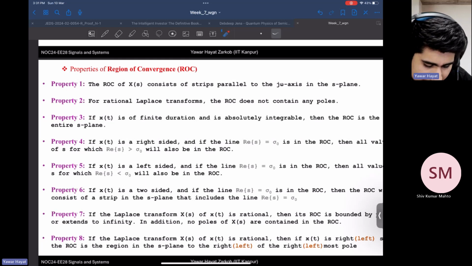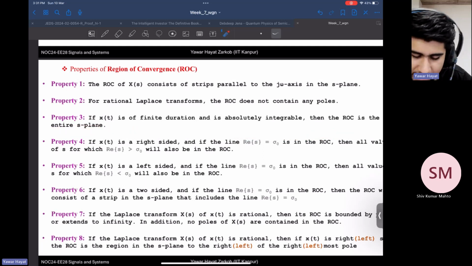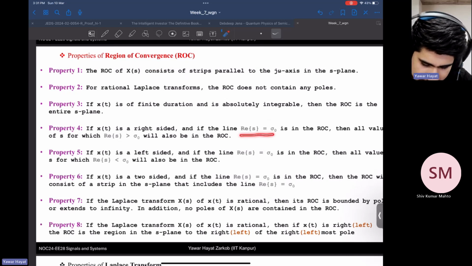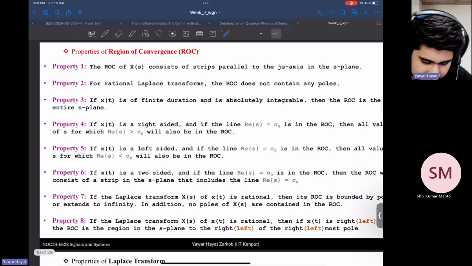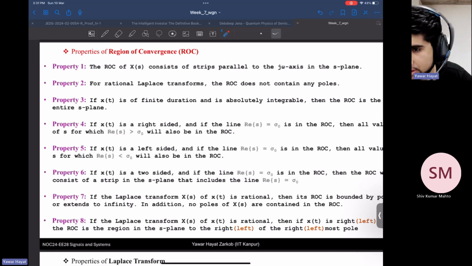It might help you with some questions. For example, if I had any x of t, what does this property state? If it was of finite duration and absolutely integrable, then the ROC is the entire plane. Property 4: if x of t is a right-handed signal, and if the line real part of s equals sigma naught is in the ROC, then all the values of s for which the real part of s is greater than sigma naught will also be in its ROC.